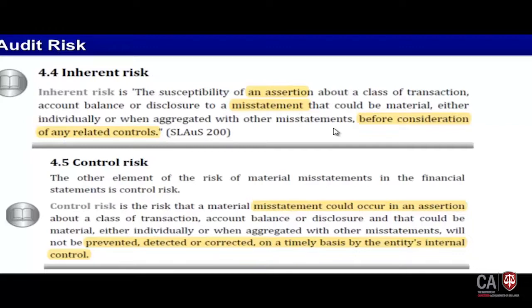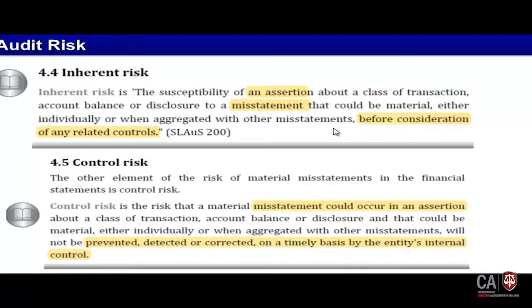Any student who reads this book without knowing assertions, it has no proper meaning for them, because you have to learn assertions, which we did now, then you can interpret this. The possibility that an assertion is misstated, the possibility of a misstatement without considering controls. In my example, without taking any precaution, as you walk out, what is the chance of getting infected? In a different example, right?